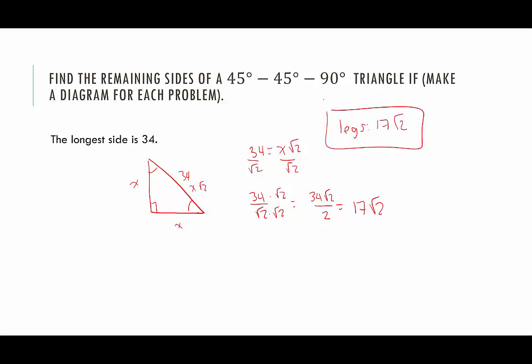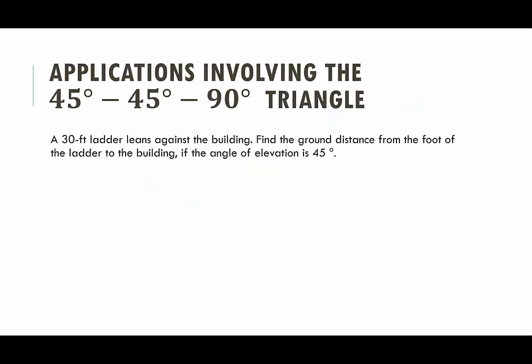And let's look at some applications of 45, 45, 90 degree triangles. A 30-foot ladder leans against the building. Find its distance from the ground, from the foot of the ladder to the building. Okay, so we're going to draw our building, and our ladder is going to be like this. And we want to see this distance here. So this is what we're looking for. This is our unknown. What we know is that this is 45 degrees, and we know that the ladder itself is 30 feet. So the ladder itself is the hypotenuse.